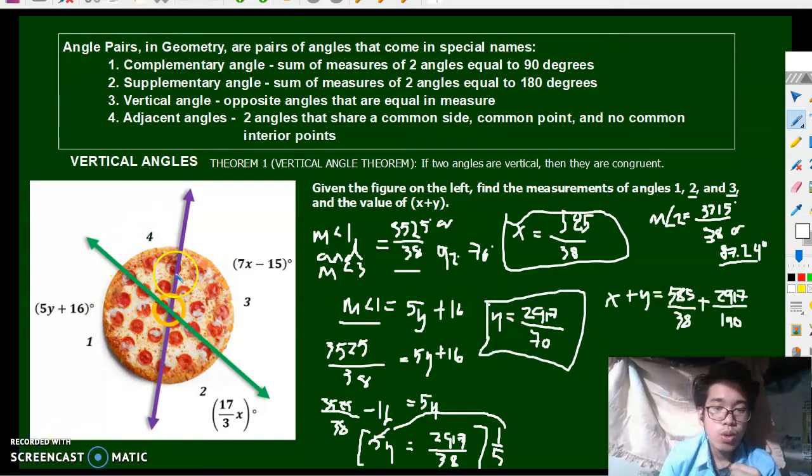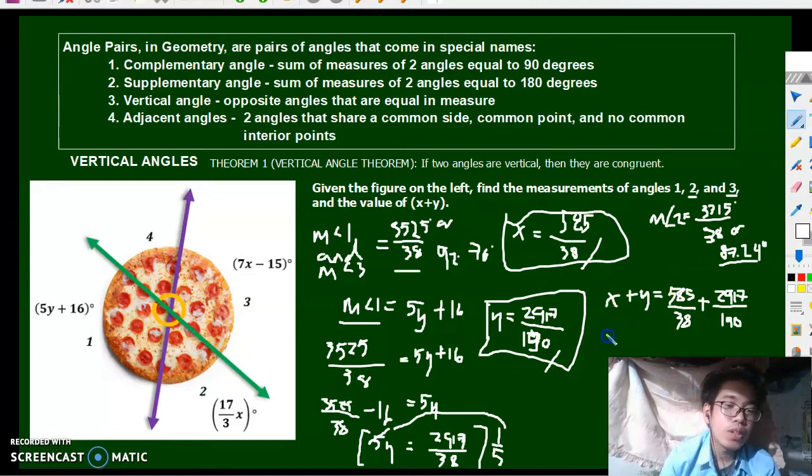Again, for solving the value of y, we have 2917 over 38 times 1/5, so the answer is going to be 2917 over 190. So we now have the value of x, which is 585 over 38, and we also have the value of y, 2917 over 190.